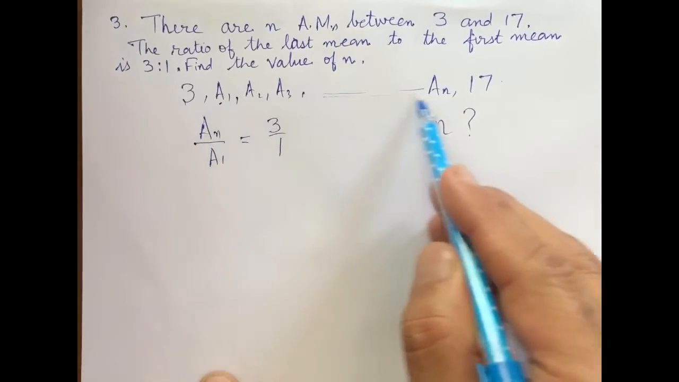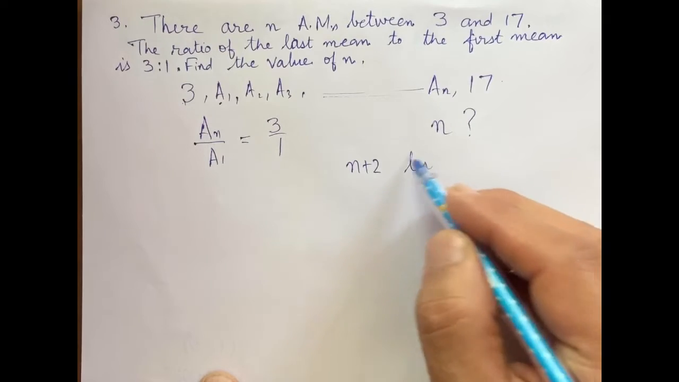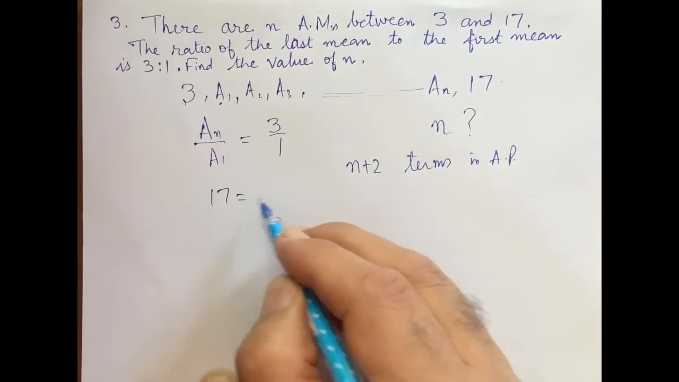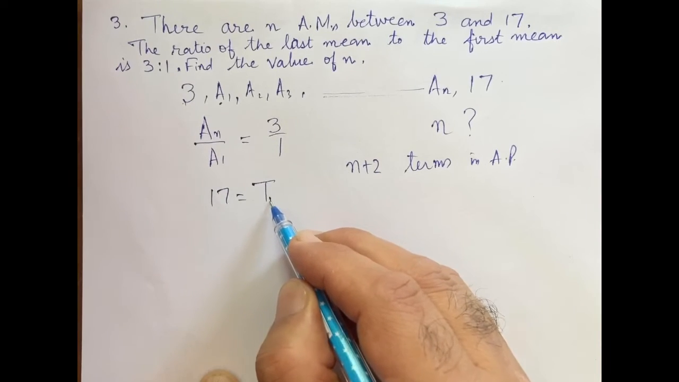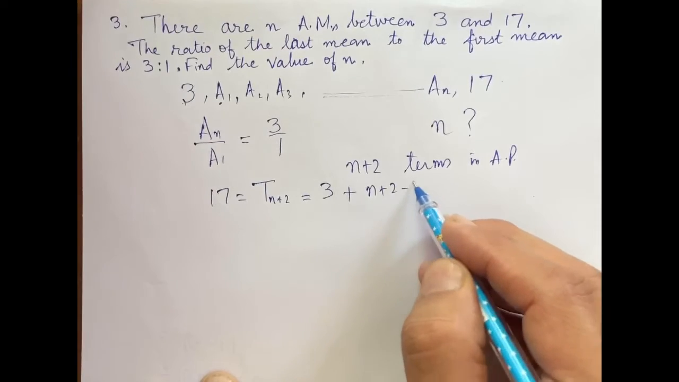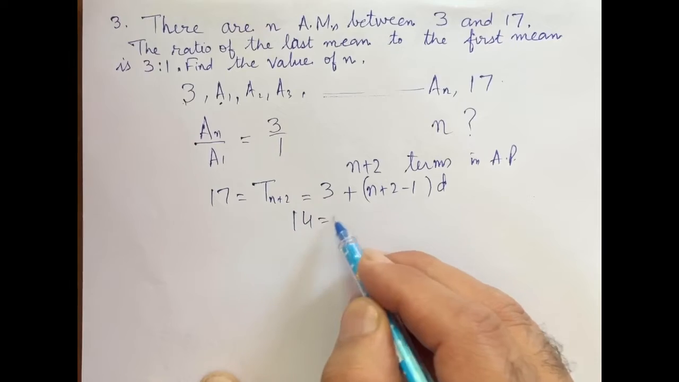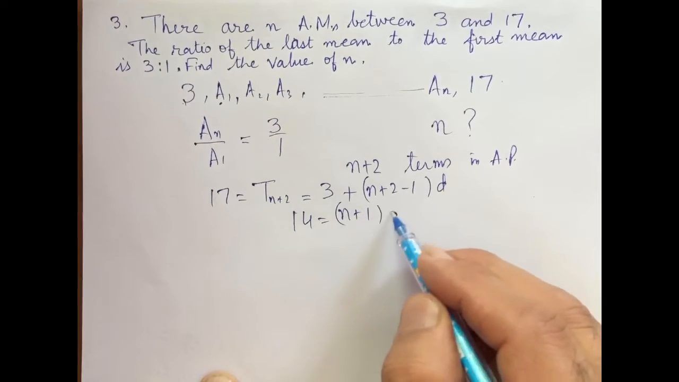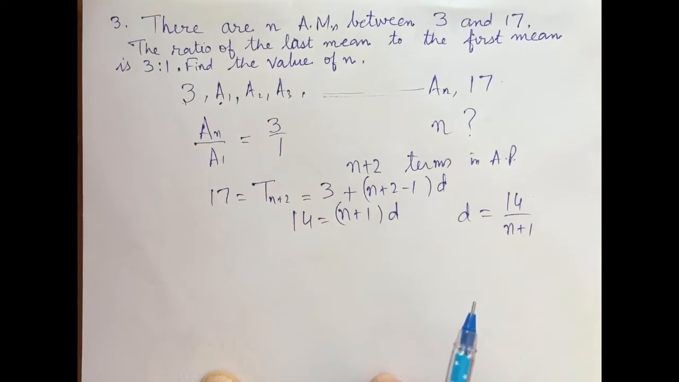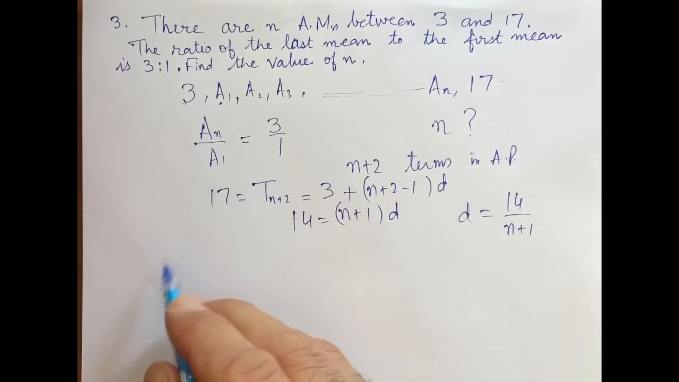With n arithmetic means and 2 numbers, we have n plus 2 terms in AP. So what is 17? 17 is the (n plus 2)th term, which is first term 3 plus (n plus 2 minus 1) into d. 17 minus 3 is 14, is (n plus 1) into d, or d is equal to 14 upon n plus 1. We need nth mean and first mean.